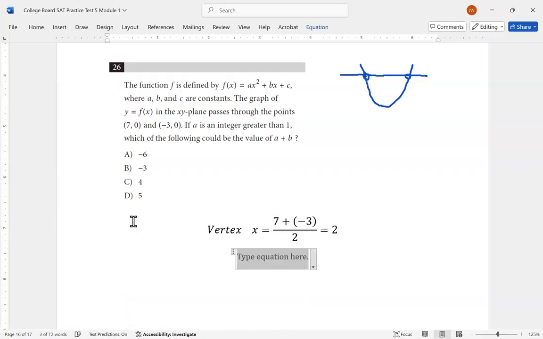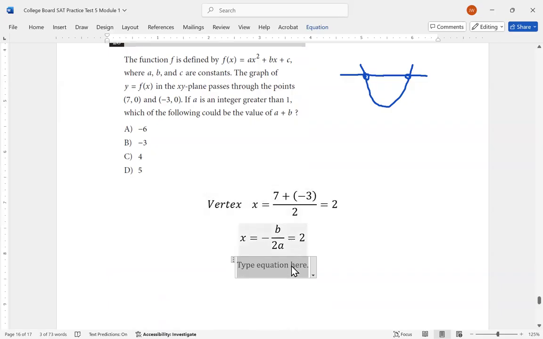Now, another thing I know about the vertex of a quadratic function is that the vertex has x value equal to the opposite of b over 2a. So the opposite of b over 2a is equal to 2. Multiplying both sides by 2a, I get that 4a is equal to -b.